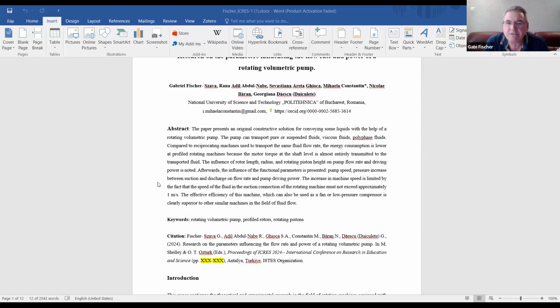The increase in machine speed is limited. The effective efficiency of this machine, which can also be used as a fan or low pressure compressor, is clearly superior to other similar machines in the field of fluid flow.